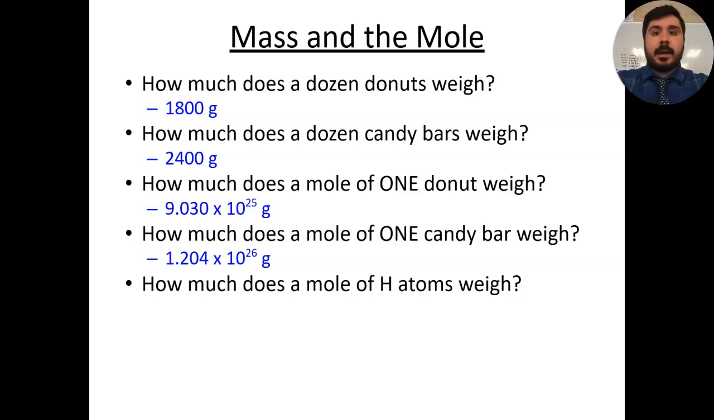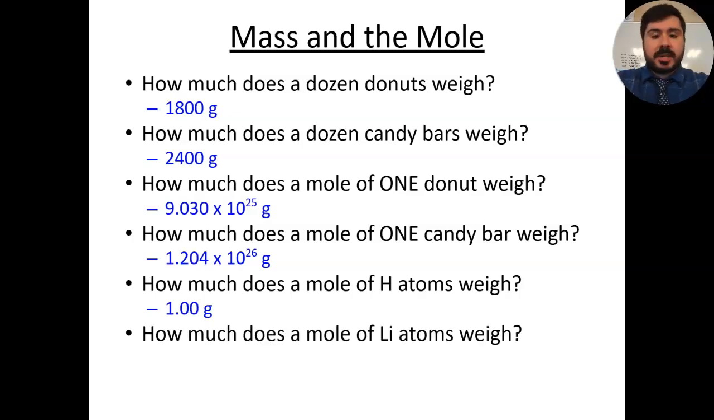Now, moving away from food items, from donuts and candy bars, let's think about this in terms of actual chemistry. How much does a mole of H atoms, or hydrogen atoms, weigh? That's simply going to be 1 gram. Where the heck did that come from? Well, let's think about lithium. How much does a mole of lithium atoms weigh? That's going to be 6.94 grams. Where am I getting these 1.0 grams and 6.94 grams from?